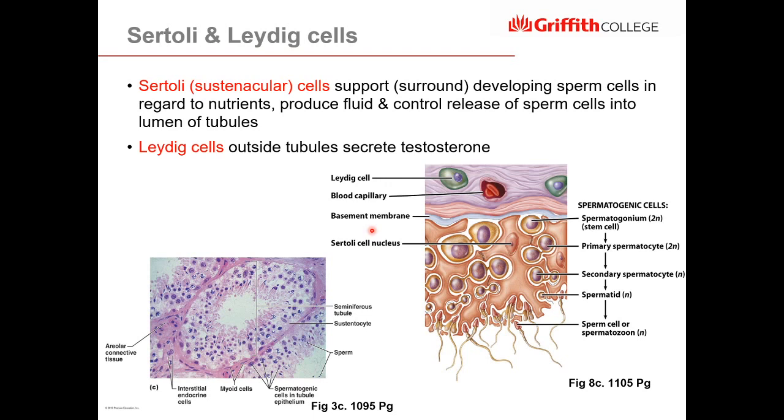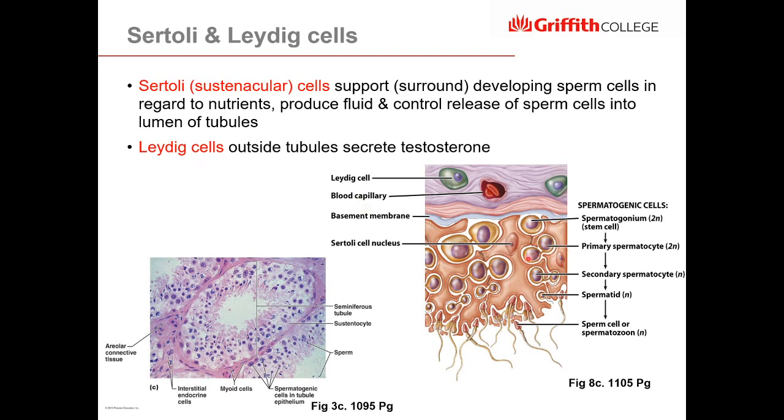What do they do? Okay, now the Sertoli cells, keep in mind they are also called sustentacular cells. I call them Sertoli cells. What they essentially do is act kind of like the nannies. They help to provide nutrients, they provide fluid, and they help to control the release of these sperm cells. They basically look after them while they're being developed. And that's what we can sort of see down here.